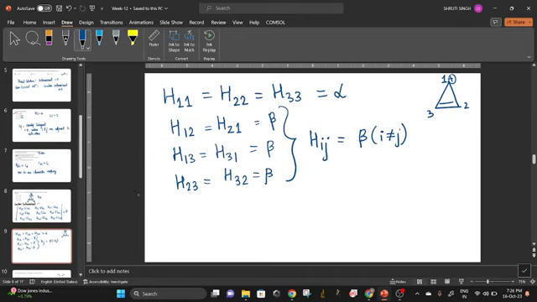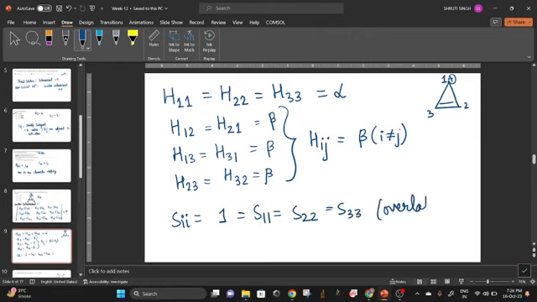Similarly, the overlap integral Sii will be equal to 1. Sii means S11, S22 and S33, the overlap with itself, and Sij will be equal to 0. This is the Huckel approximation.